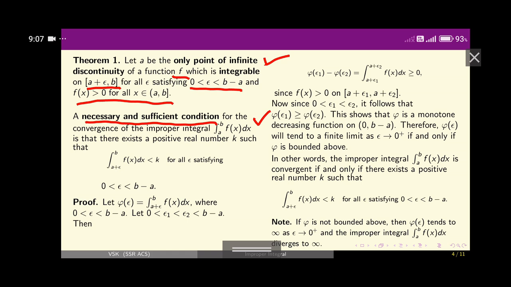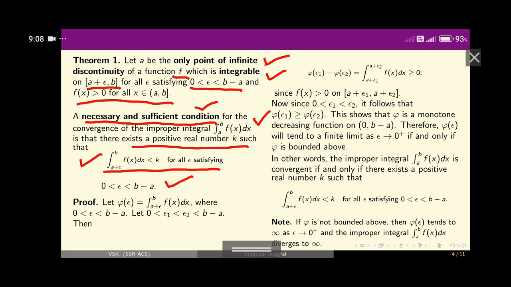from a to b of f(x) dx is that there exists a positive real number k such that the integral from a plus epsilon to b of f(x) dx is less than k for all epsilon satisfying this inequality. So if this condition holds, then the necessary and sufficient condition is this: the improper integral from a to b of f(x) dx is convergent if this expression is less than k for all epsilon satisfying this.